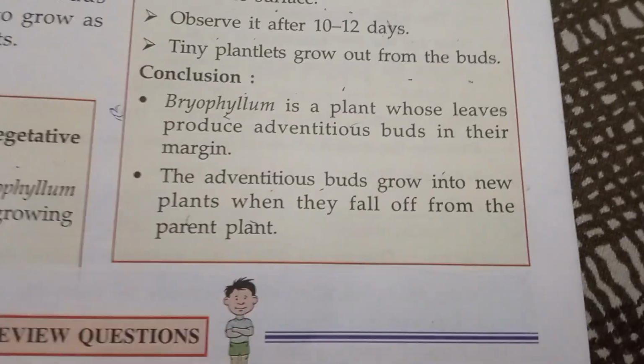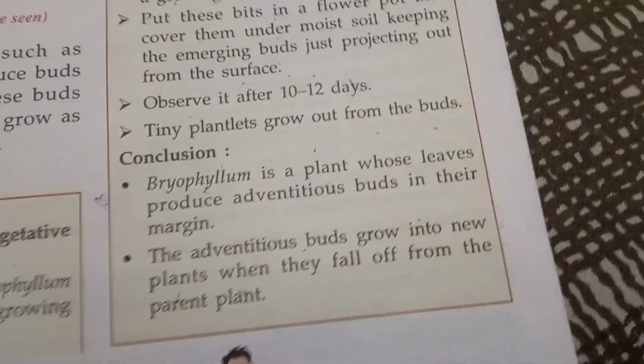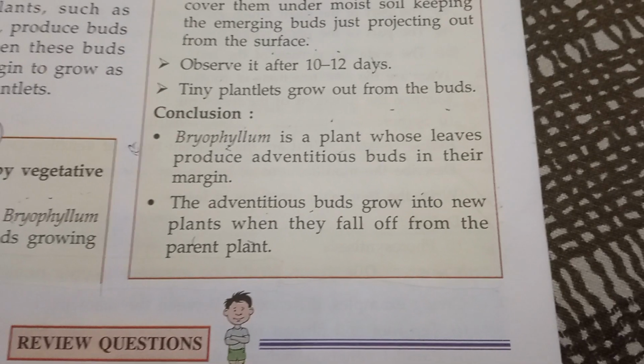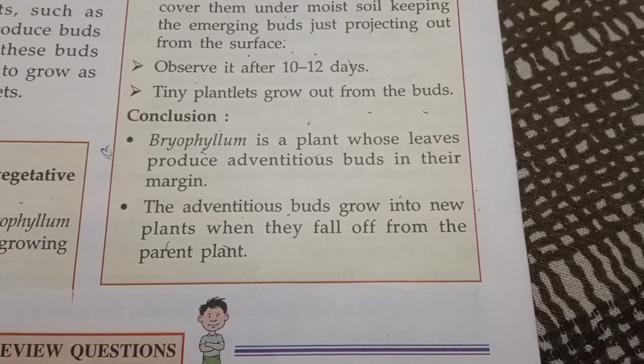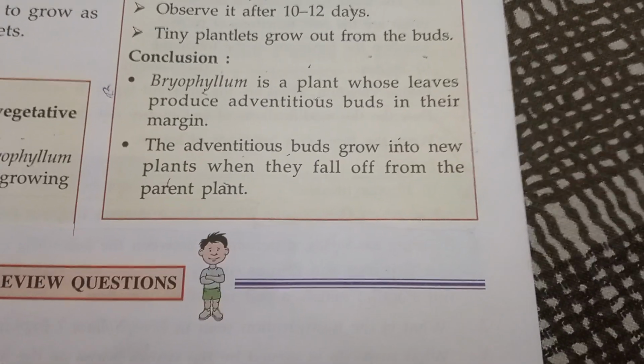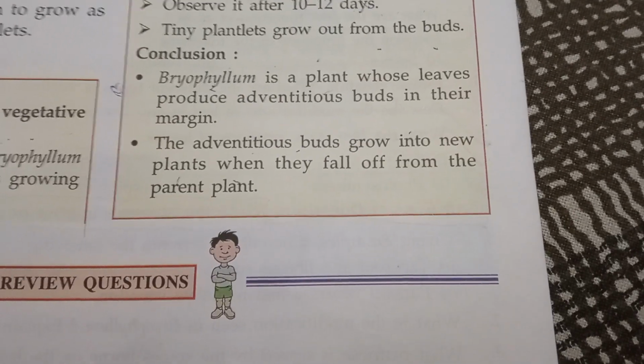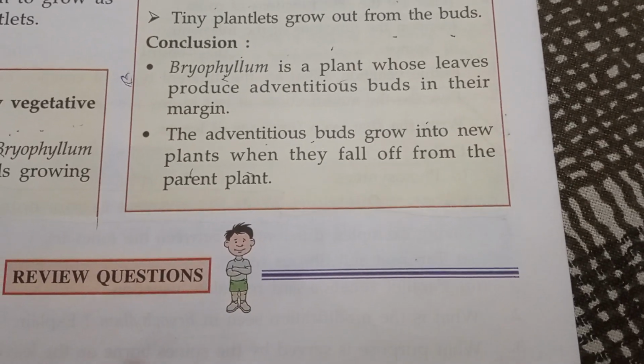Now this is the conclusion. This is important. Bryophyllum is a plant whose leaves produce adventitious buds in their margin. The adventitious buds grow into plants when they fall off from the parent plant.